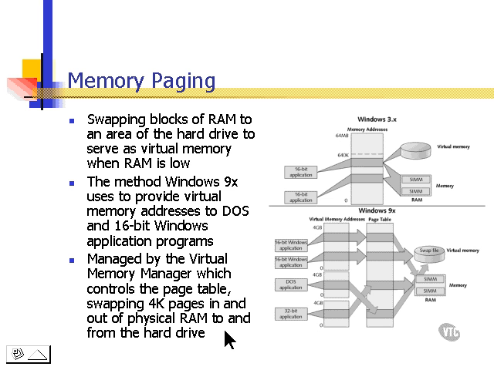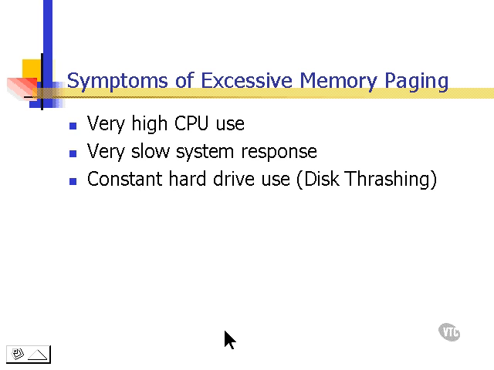But just like anything else, too much of a good thing is not good. And so it's possible to have excessive memory paging. Symptoms of excessive memory paging would be very high CPU use, very slow system response, and constant hard drive use, also called disk thrashing. This is because what the system is trying to do is survive off of its virtual memory instead of off of RAM.